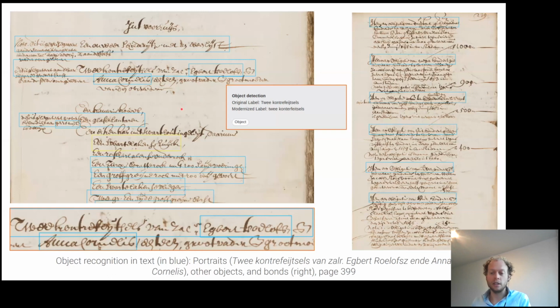This is a page divided in rooms, not on the type of object. So other things are clothing and furniture. But on the right, you see that it also recognizes these bonds, these financial transactions.